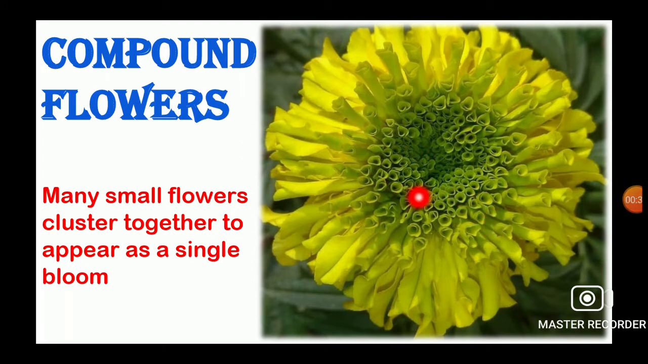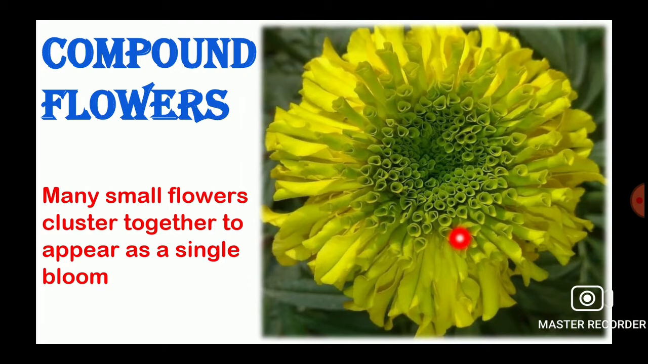This is marigold. But the interesting thing here is that this is not a single flower. Instead, there are several hundreds of flowers clustered together to appear like a single flower. Actually, these small things which appear to be petals are not actually petals. These are the individual flowers that are clustered together to form this huge structure. And such flowers, where many small flowers cluster together to appear as a single bloom, are known as compound flowers.